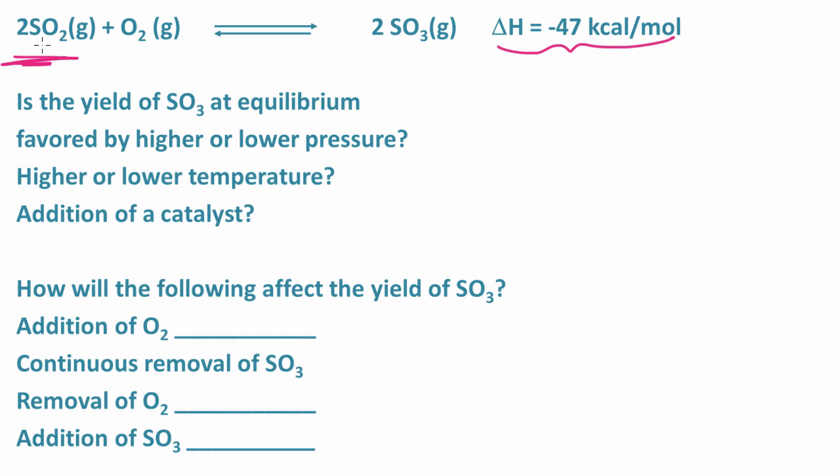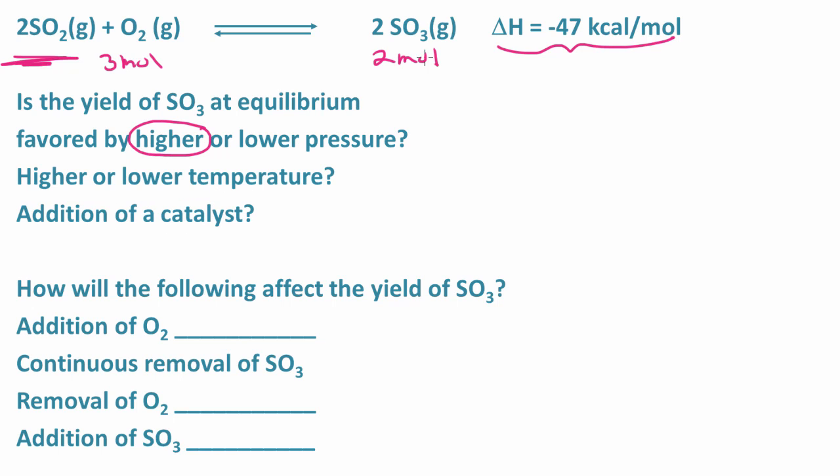Well, let's count the number of moles of gas. We have 3 moles on this side. We have 2 moles on this side. So it's asking, is it favored by higher or lower pressure? Well, if I increase the pressure, then it'll shift to the side with fewer moles of gas. So it would be favored by a higher pressure.